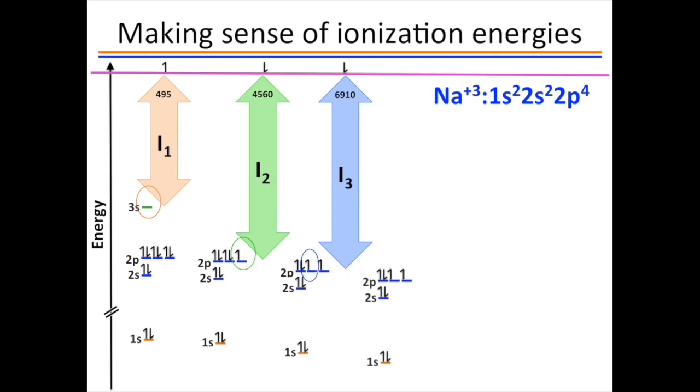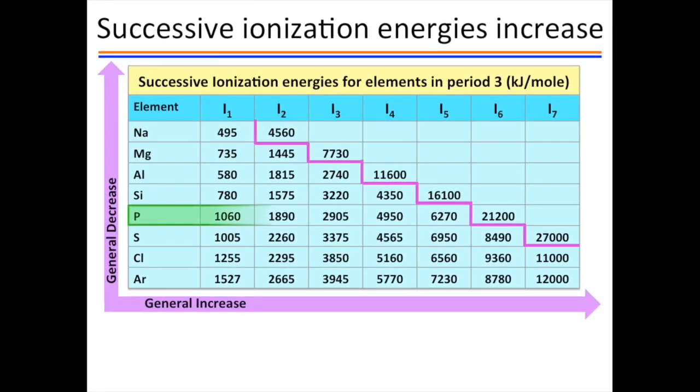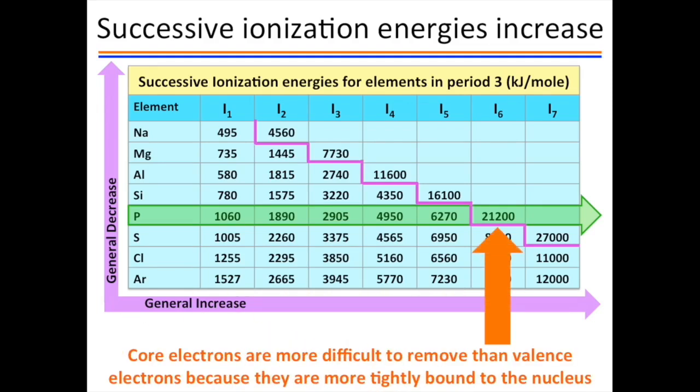This is a general principle. As we remove electrons one by one from an atom, the ionization energy gets larger because each successive electron is more tightly bound than the prior electron due to the reduction in repulsions. When the successive electron comes from a new shell, the ionization energy increases dramatically, as shown by the pink line.